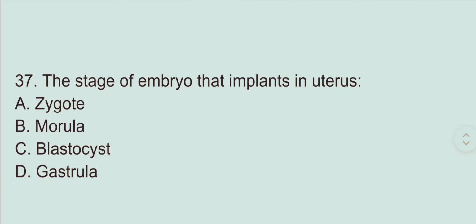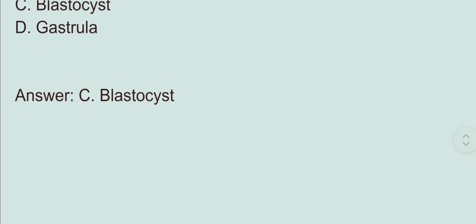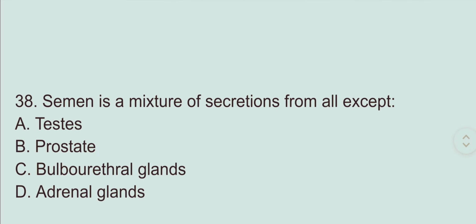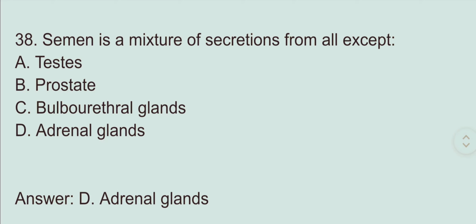Question number 37. The stage of embryo that implants in uterus. Correct option is option C. Blastocyst. Question number 38. Semen is a mixture of secretions from all except. The correct option is option D. Adrenal glands.